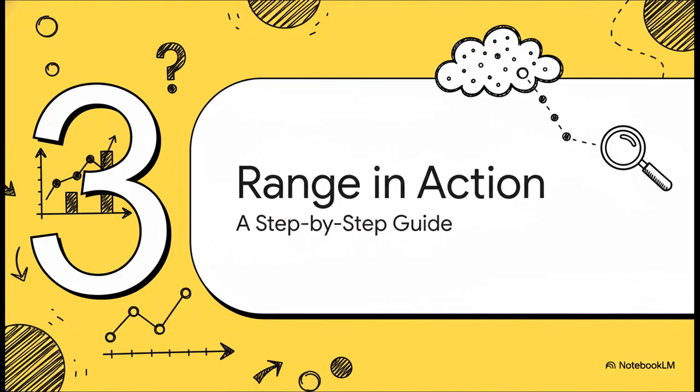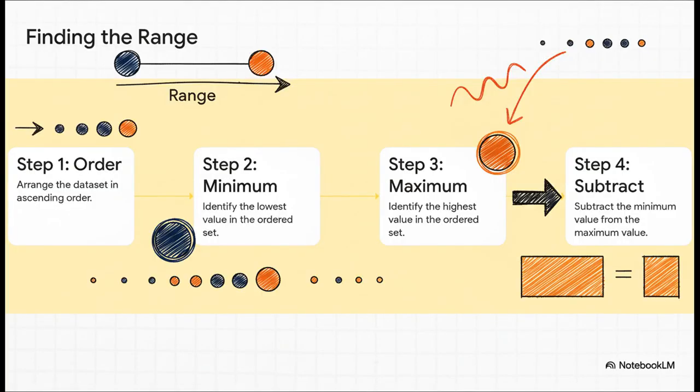All right, so let's get our hands dirty and see how this actually works. We're going to walk through it step by step using those test scores we started with. So, there are just 4 little steps to this. Now, that first one, putting the numbers in order, it's not technically required, but trust me, it's a lifesaver. It makes finding the highest and lowest values totally foolproof. It's just a great habit to get into.